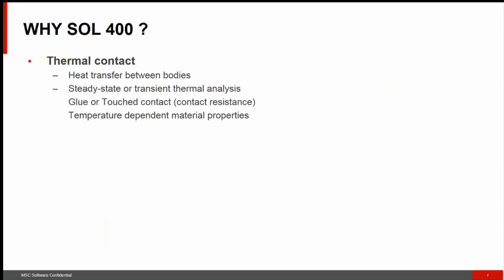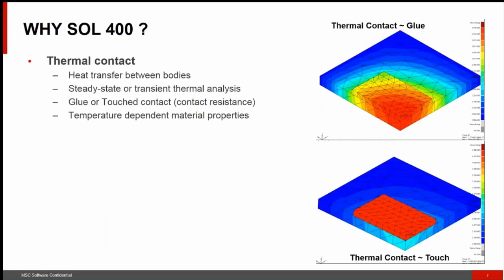So some other advantages of using solution 400 for contact analysis is the capability to use thermal contact. Thermal contact allows you to accurately capture the thermal gradient between different components. It can be glued or it can be touching. So you can see from the top model on the right hand side we have the glued contact, and on the lower one we have the thermal touching one.